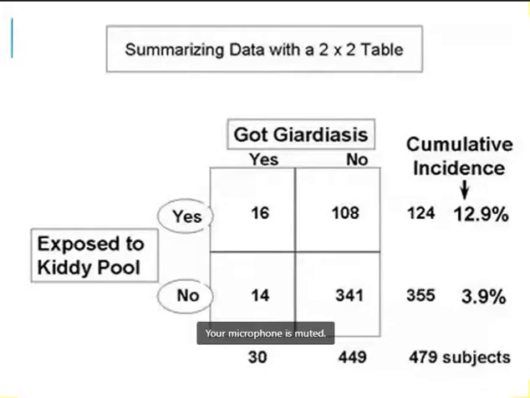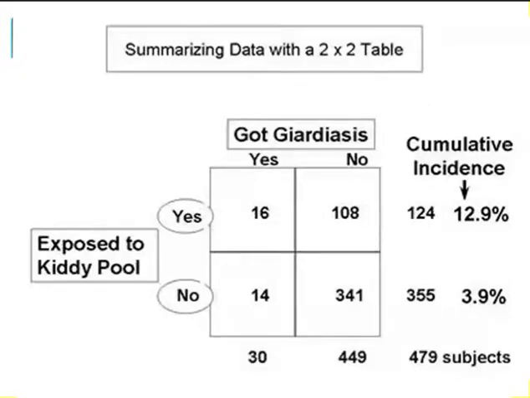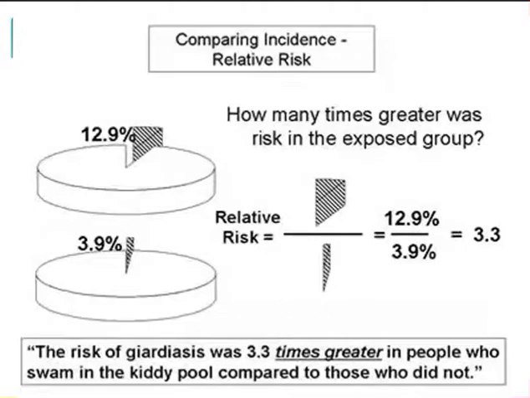So what is the relative risk here? This is how we compare. The incidence was 12.9% in those who were exposed, and among those who were not exposed, it was 3.9%. How did we get that? 16 out of 124, A upon A plus B, and C upon C plus D. Similarly, we have got here 12.9% and 3.9%. As you can see, the piece of cake is larger in the upper group, the exposed group, and it is smaller in the non-exposed group.